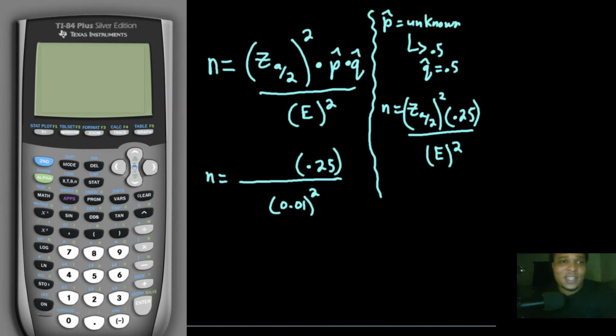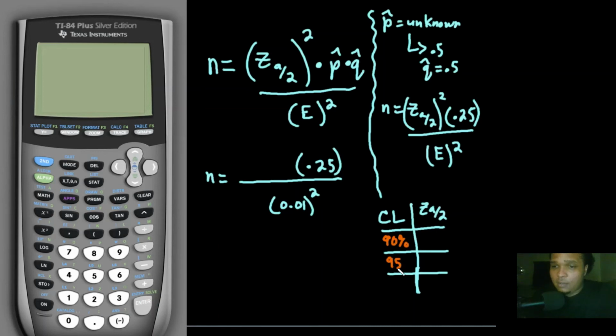Or, because this is one of those percentages that are standard, like for example, I'm going to write CL over here, confidence level. And over here, I'm going to put Z alpha over 2. We have 3 special confidence levels that no matter what, you're always going to get the same Z alpha over 2. So there's three standard ones. If you have a 90%, if you have a 95%, and if you have a 99%, basically these are the corresponding critical values.